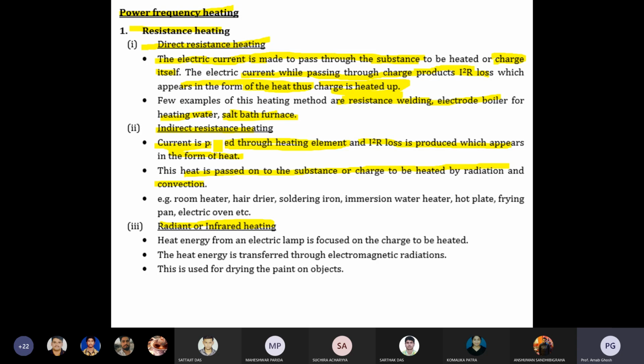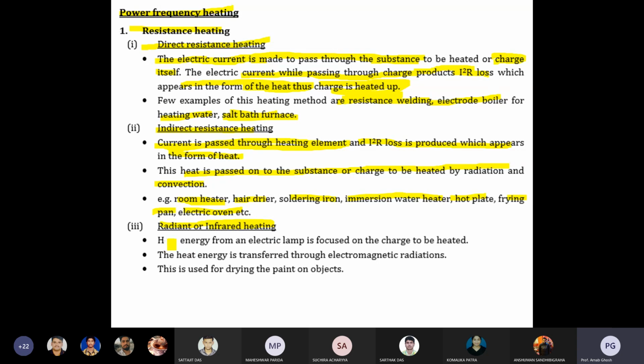Direct current is not present, but still there is induction. Due to induction, current will be developed over there, and that current, I squared R T, where R is the resistance of that charge, may be responsible for heating. Room heater is an example. Hair dryer, soldering iron, immersion water heater, hot plate, frying pan, electric oven. These are all examples.